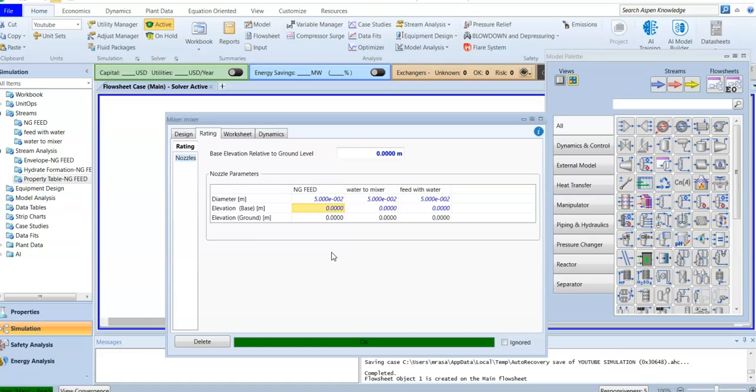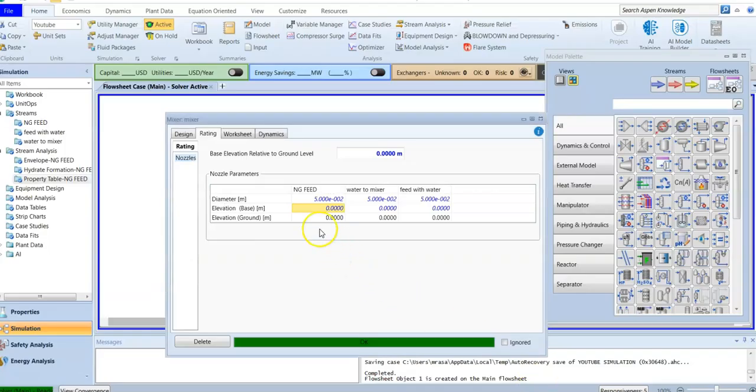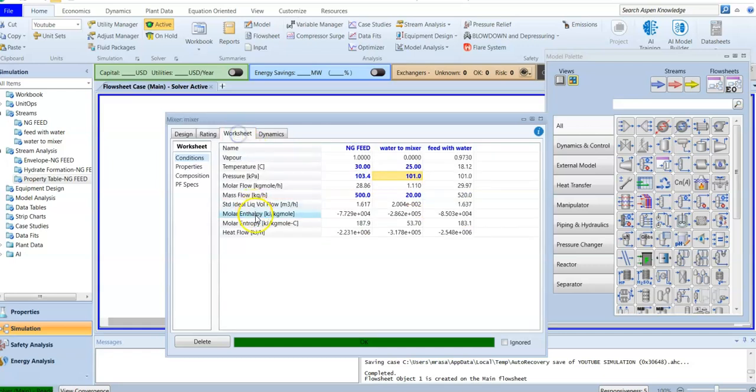So in the previous examples that we were talking about here, this is the base, and we were talking about 0.25 meter, like a quarter of a meter above the ground. So if you have any information about the base, you can add it over here. Okay. After that, we have the worksheet.